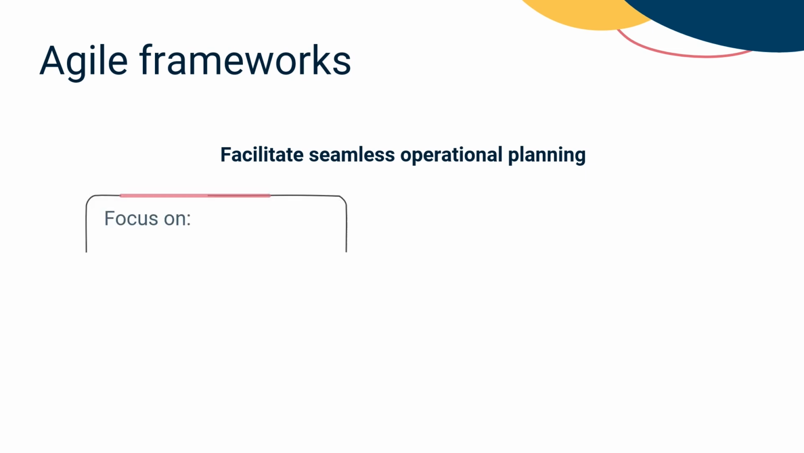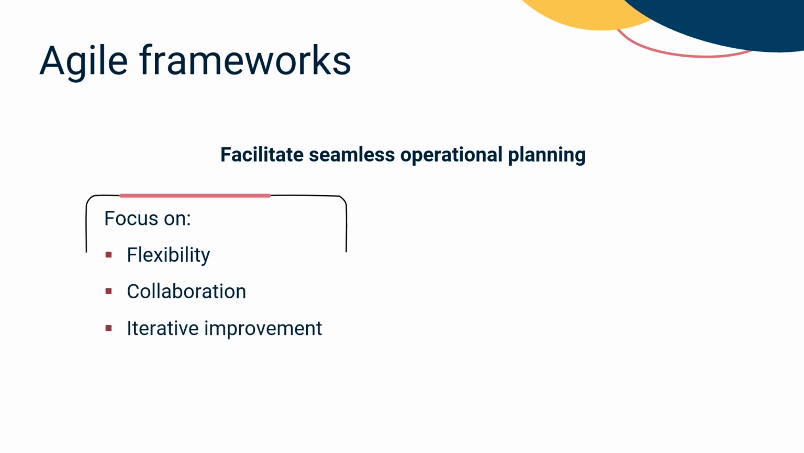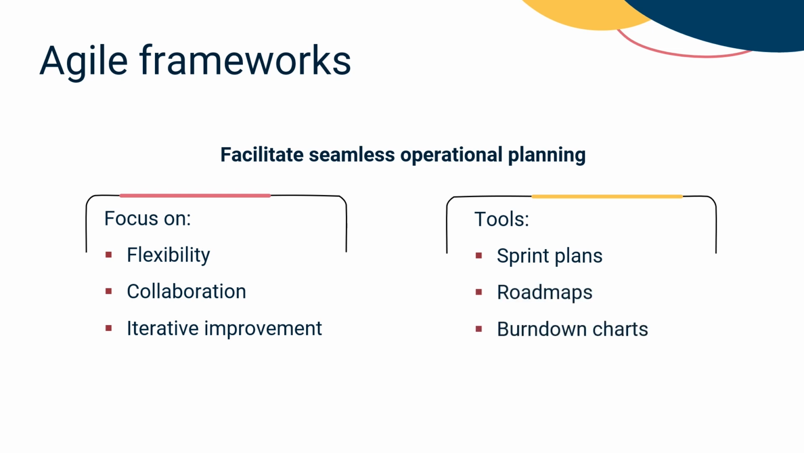By using agile frameworks such as SAFe, LeSS, and Scrum at Scale, you can facilitate seamless operational planning. An agile and lean mindset will help your team focus on flexibility, collaboration, and iterative product improvement. Be sure to take advantage of key tools such as sprint plans, roadmaps, burn-down charts, and network diagrams to help you with release plan scheduling, project management, and collaboration.